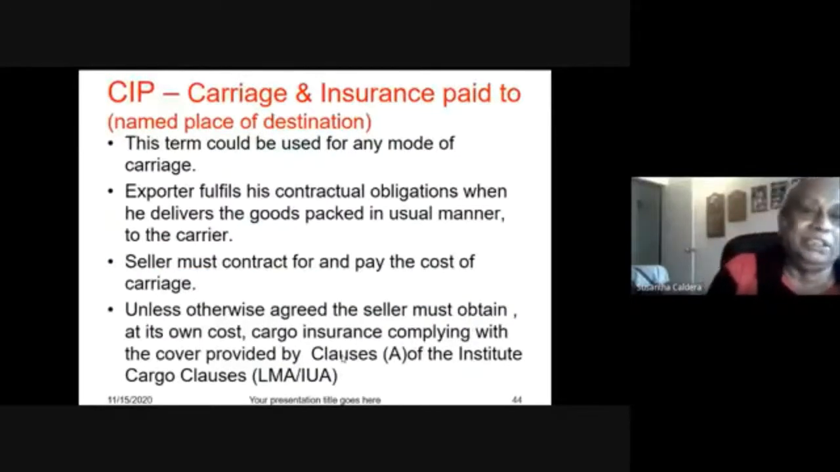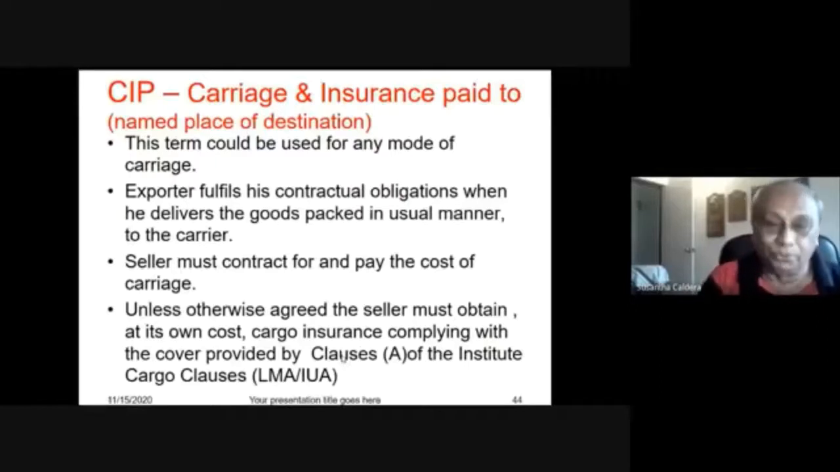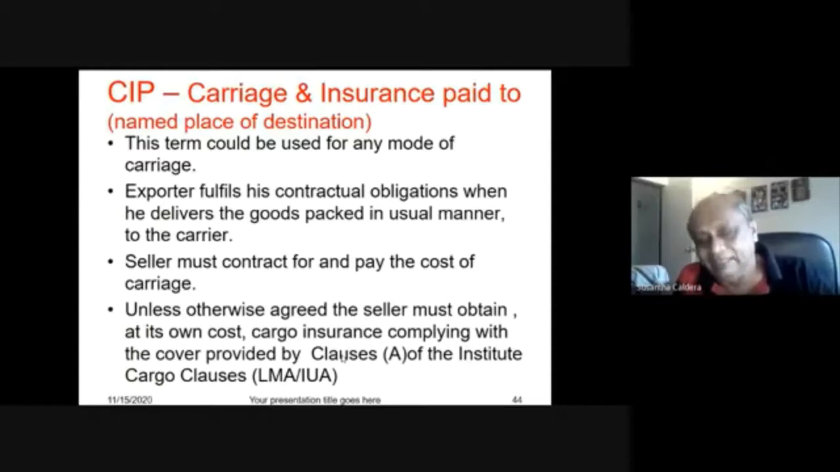CIP, cost, carriage and insurance paid to. This is for any mode of transport. Seller must contract for and pay the cost of carriage. Seller has to pay for the carriage, right? Contract for carriage and pay for the carriage, seller. But here, insurance has to be done by the seller.